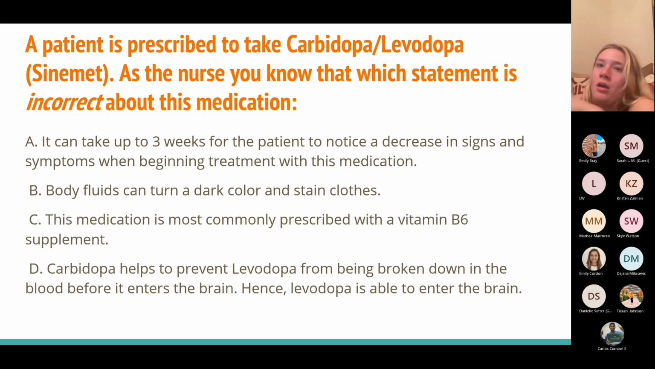All right. A patient is prescribed to take carbidopa-levodopa, also known as Sinemet. As the nurse, you know that which statement is incorrect about this medication? What is incorrect about this drug?